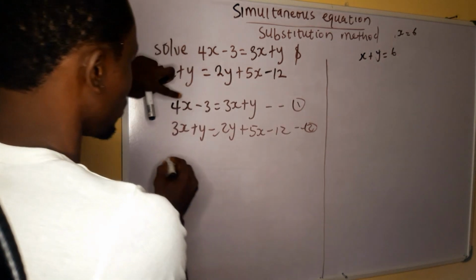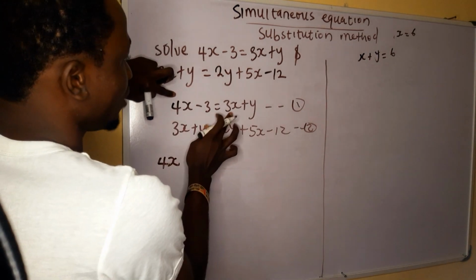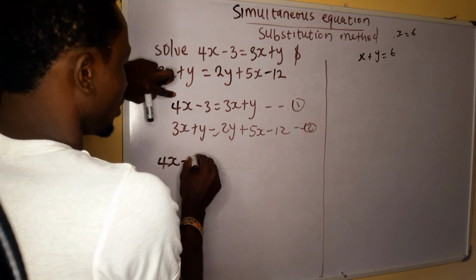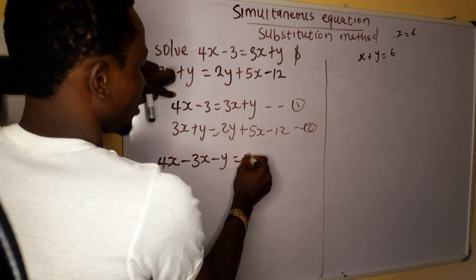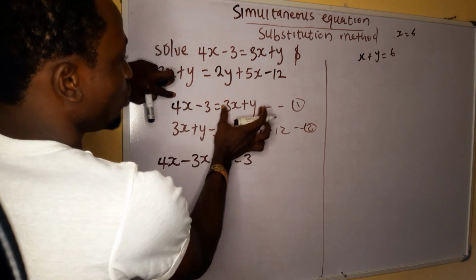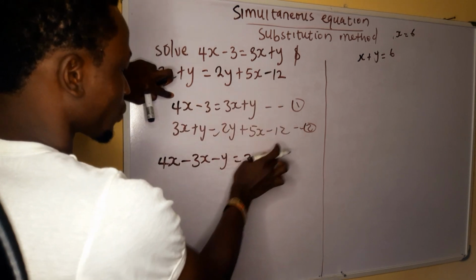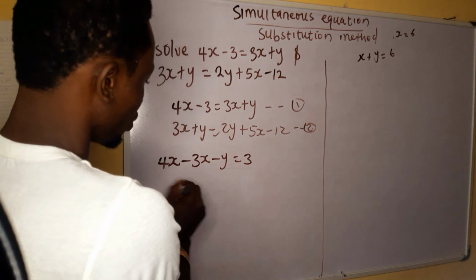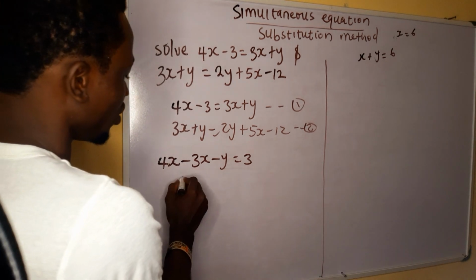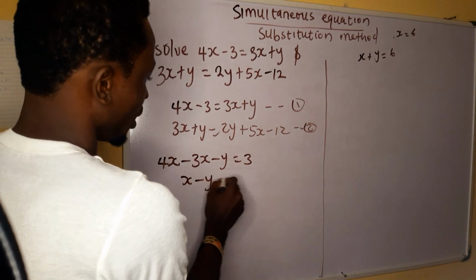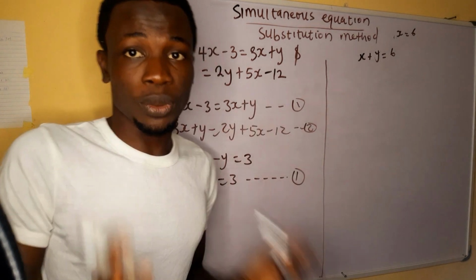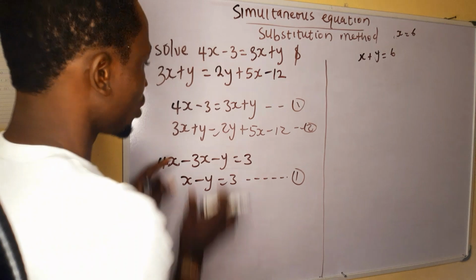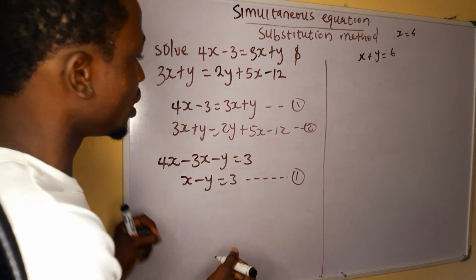If I do that, I'm going to have 4x. Then if 3x comes over here, it's going to give negative 3x. Then negative y is equals to positive 3. So I've rearranged this. I moved everything here. I moved 3 here. If I simplify this, 4x minus 3x is going to give me x minus y is equals to 3. So this is now my main equation 1. You see my equation 1? I just simplified it.